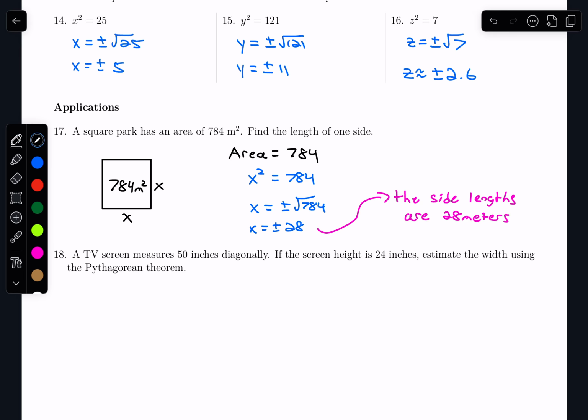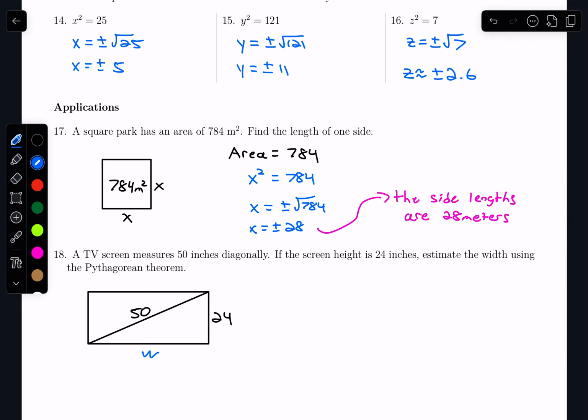So first things first, let's draw a TV. Okay, there's a rectangle for our TV. And we're told that the diagonal, so from the bottom corner to the top right, is 50 inches. We're also told the height of this TV is 24 inches, so I can put that over on the side. And we're trying to find the width, so I will write W down here at the bottom for width.